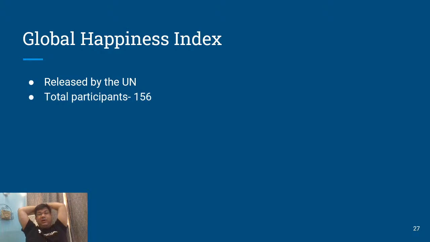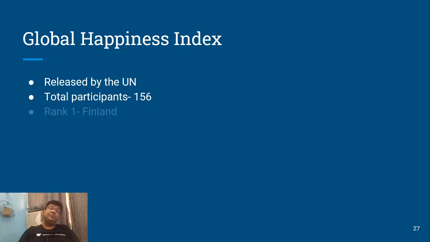The total number of participants in this is 156. So, basically, almost all the countries in the world, barring around 40 countries only, about 3 dozen countries not participating. Rank one is Finland here.